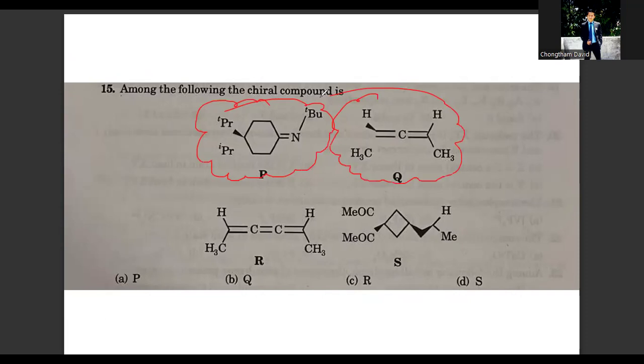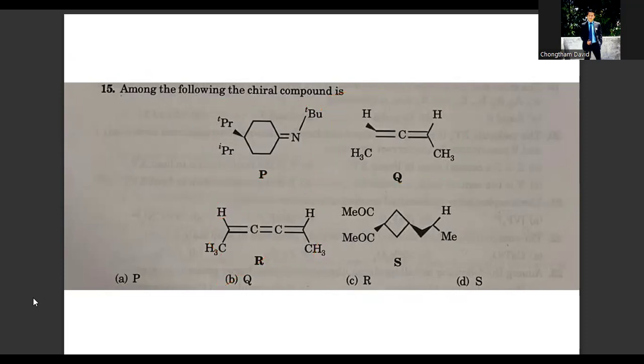Next, let us analyze this compound R. This is an alkyne triple bond, and since a triple bond is linear and the carbons involve only one substituent, this molecule is again achiral. Now for the fourth, that is the S compound. This compound has two methoxy groups and two other substituents, but these substituents are symmetric about the cyclobutene ring, making the molecule achiral. So from all this we can come to the conclusion that the chiral would be Q. That is, B is the answer for question number 15.